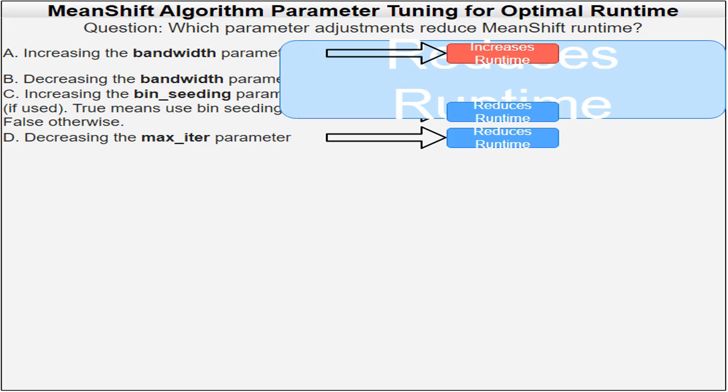Let's talk about the bandwidth parameter. A smaller bandwidth means the algorithm looks at smaller neighborhoods of data points. Think of it like having a smaller search radius. The smaller radius means fewer calculations for each point. Therefore, reducing the bandwidth leads to a faster runtime.